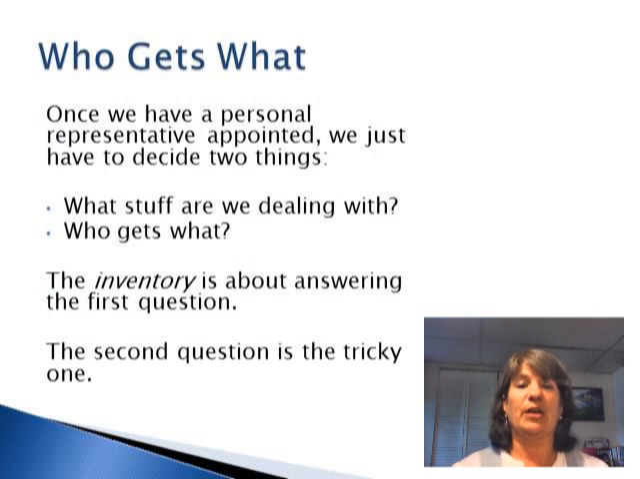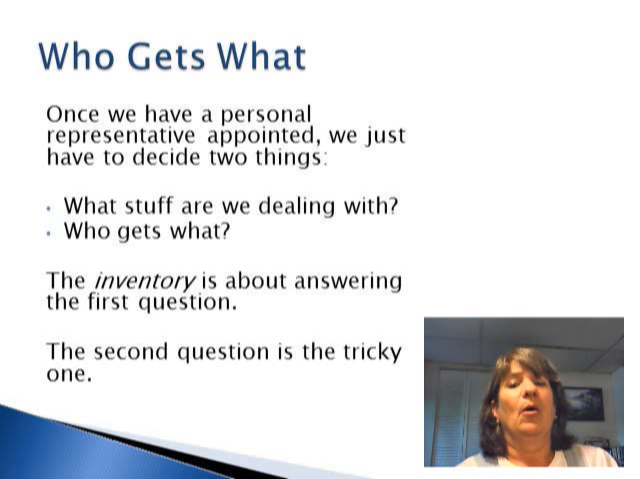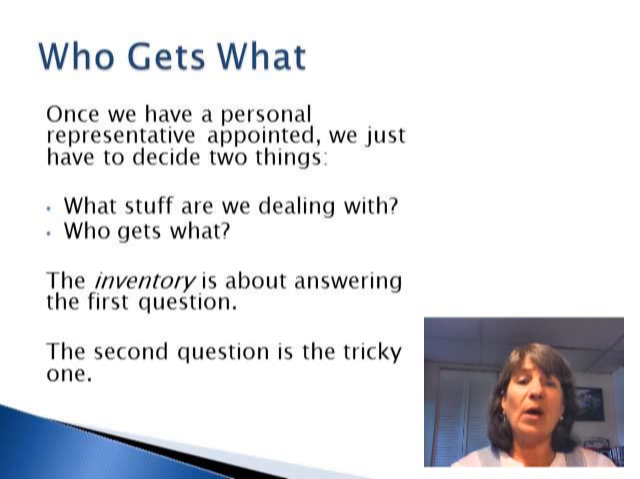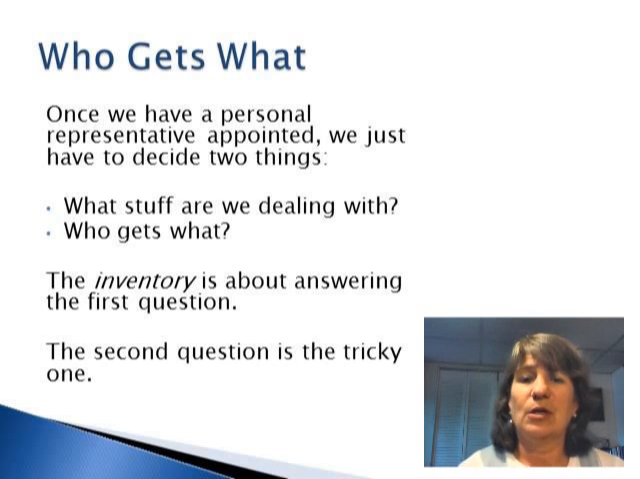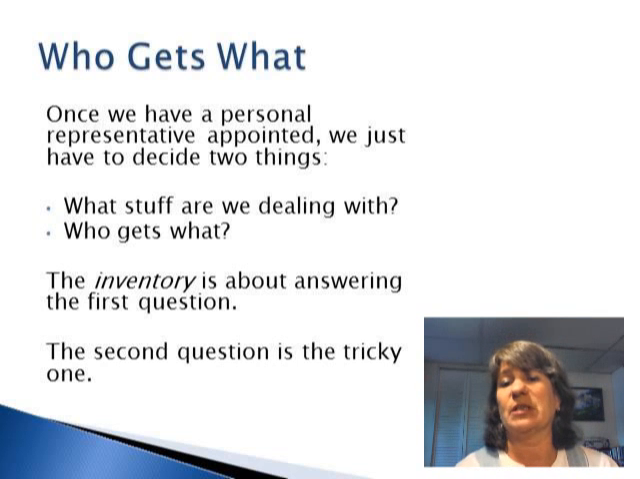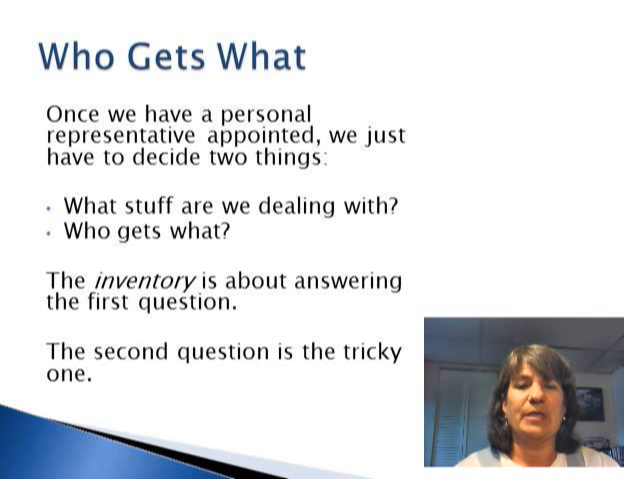Okay. So back to Jeremy and Alice. Remember them? We appointed a personal representative. That was Jeremy. And now we have to decide two things, or Jeremy does, and he wants your help. First is, what stuff are we dealing with? What assets that belong to Alice do we have to transfer to someone else? And who gets what, right? Who are we transferring them to? Now the first question we answer by making an inventory, and you'll do that in your second skills and values assignment. The second question is a little bit trickier though.